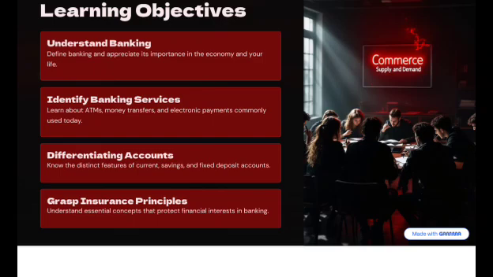By the end of this lesson, you'll be able to understand the following objectives. Number one, you'll be able to understand the meaning and importance of banking. Two, you'll be able to identify and explain different forms of banking services like ATM, money transfer, and e-payment. Three, you'll be able to distinguish between the three main types of bank accounts: current, savings, and fixed deposit accounts. And lastly, you'll be able to comprehend the meaning and basic principles of insurance in banking.